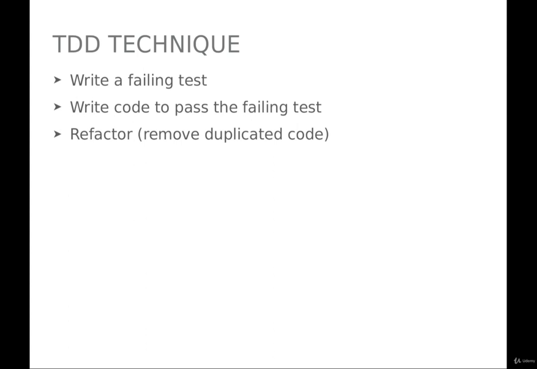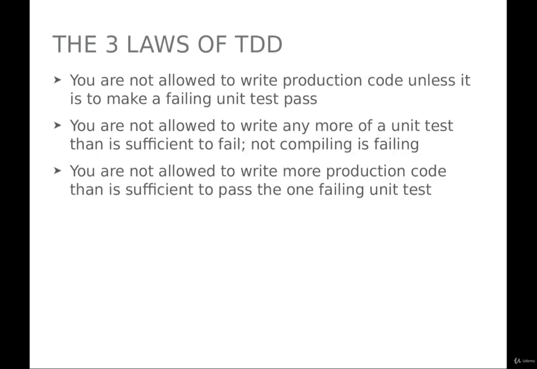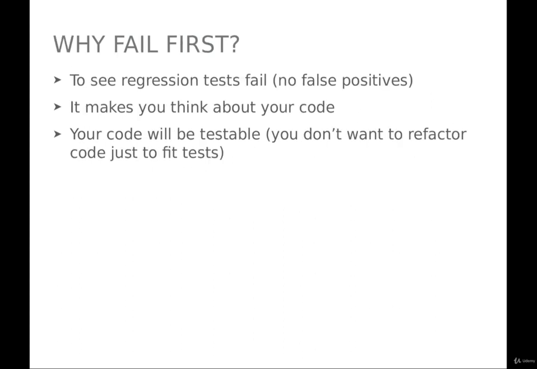The test-driven development technique is where you write a failing test first, you write code to pass the failing test, and then you refactor to remove any duplication. This is further refined into the 3 laws of test-driven development. The first law is you're not allowed to write production code unless it is to make a failing unit test pass. You are not allowed to write any more of a unit test than is sufficient to fail, and not compiling is failing. You are not allowed to write more production code than is sufficient to pass the one failing unit test.